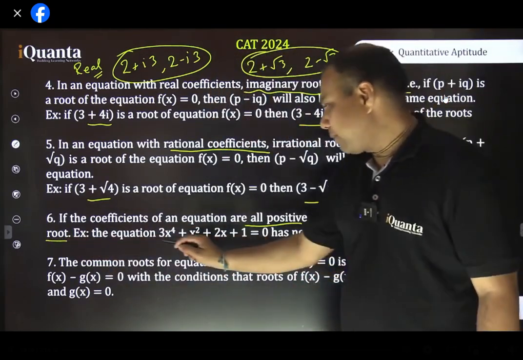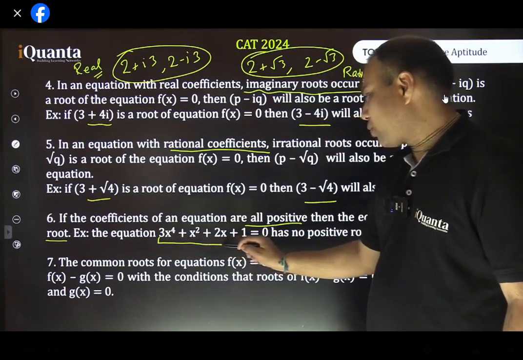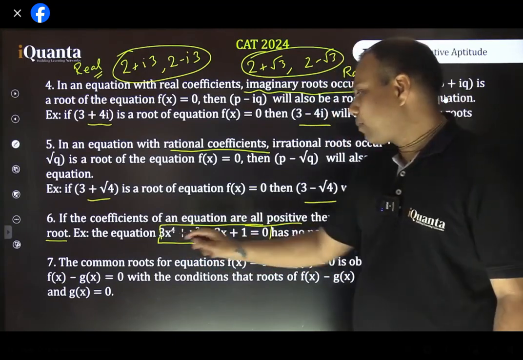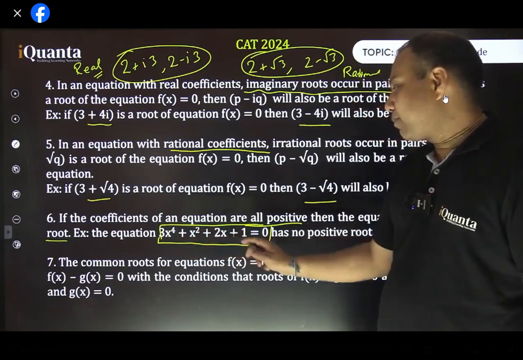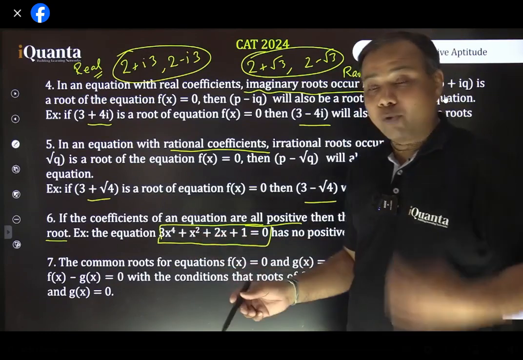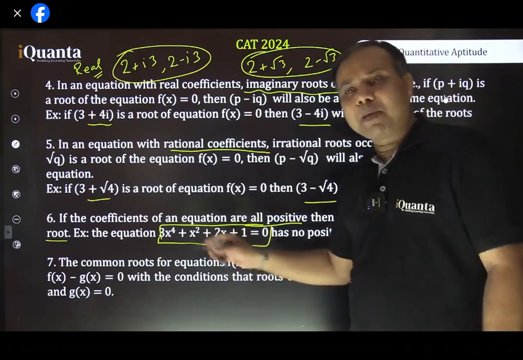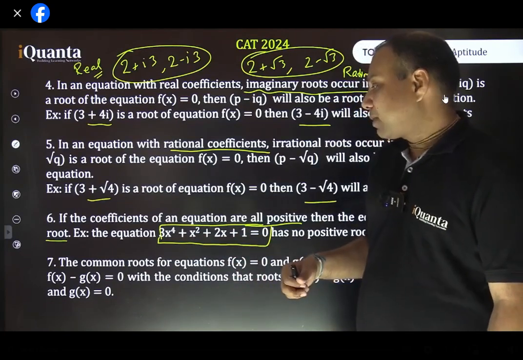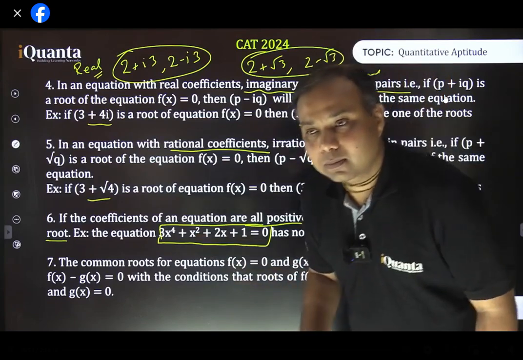Let's see in this equation only: 3x power 4 plus x square plus 2x plus 1 equals 0. Here we can see that all the coefficients are positive, right? This is positive 3, positive 1, positive 2 and positive 1. Of course, it is a degree 4 equation, so there are going to be 4 values of x which will satisfy this. Can x be a positive number? Just think about that. I'm not asking you to solve this. It won't be possible to solve it easily. But can x be a positive number?